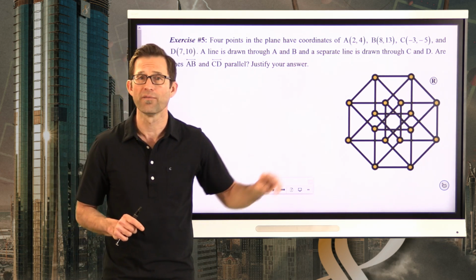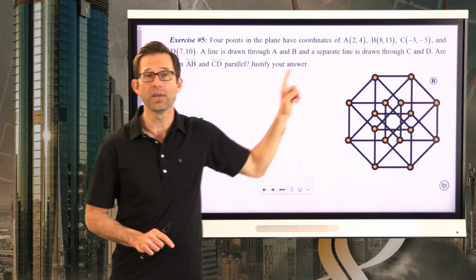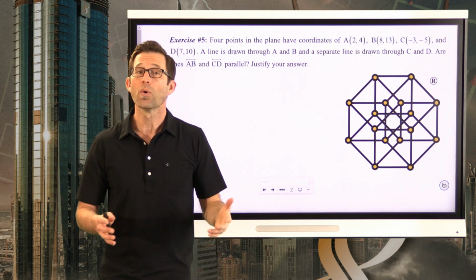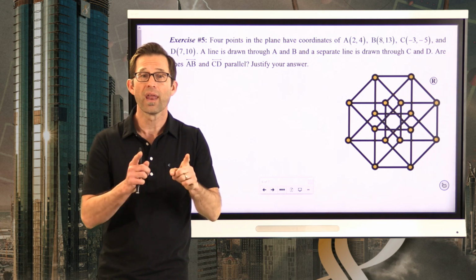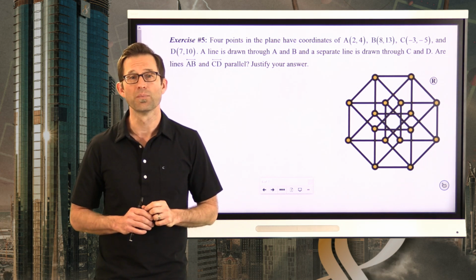So what we're going to do is we're going to find the slope of line AB, we're going to find the slope of line CD, and we're going to compare them. So let's do AB together, then have you do CD on your own, and then we'll see whether or not those two slopes are equal or not.